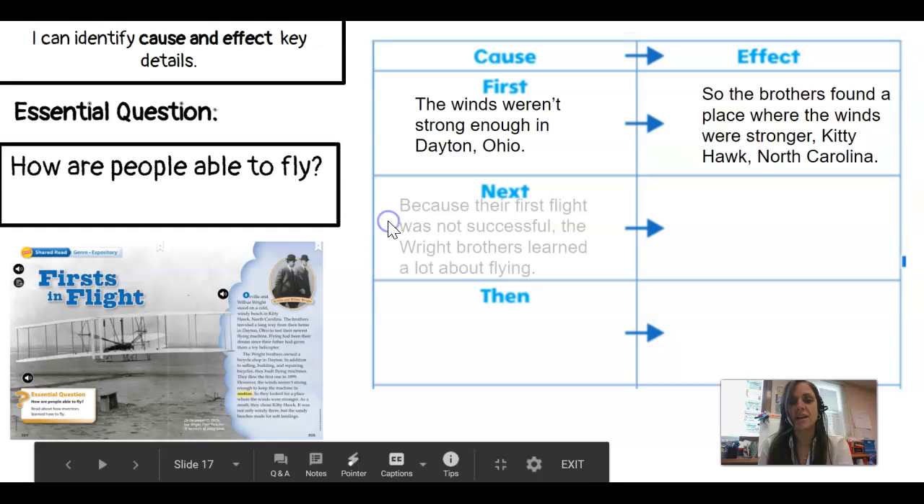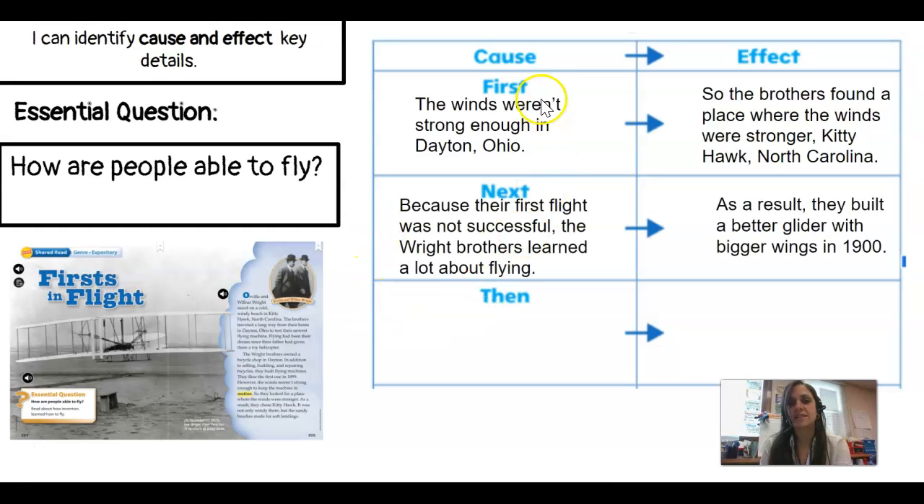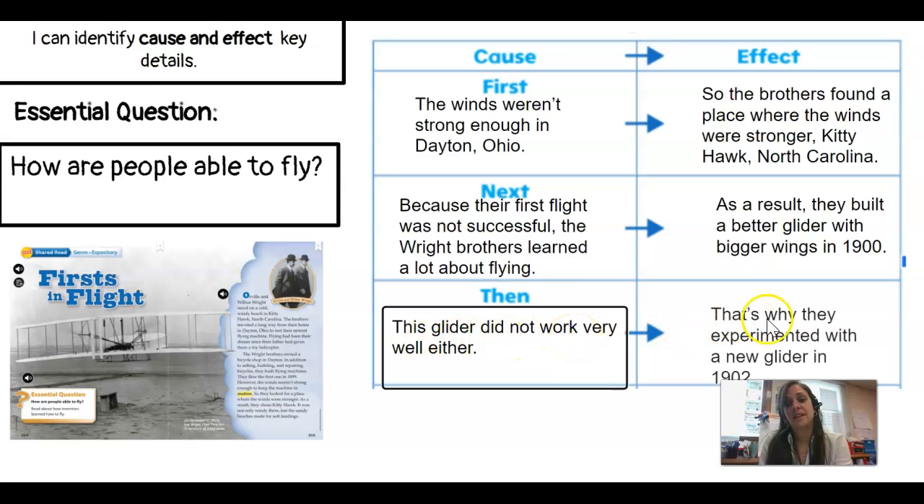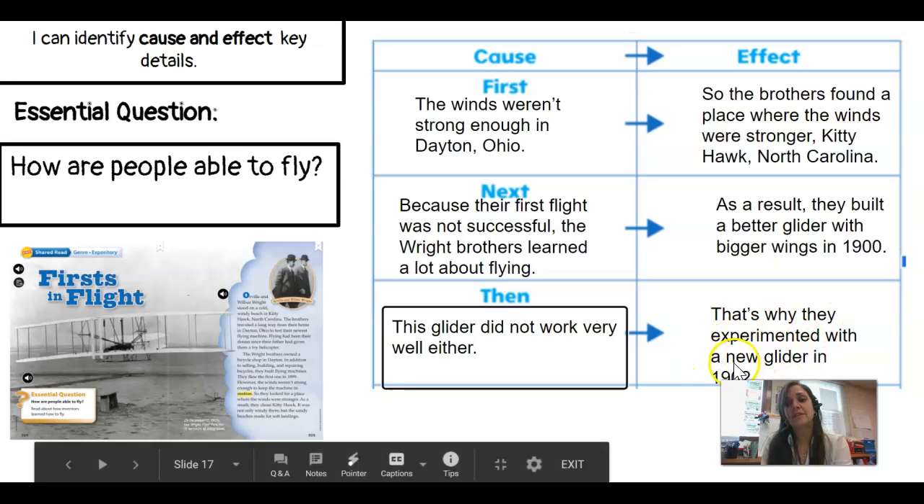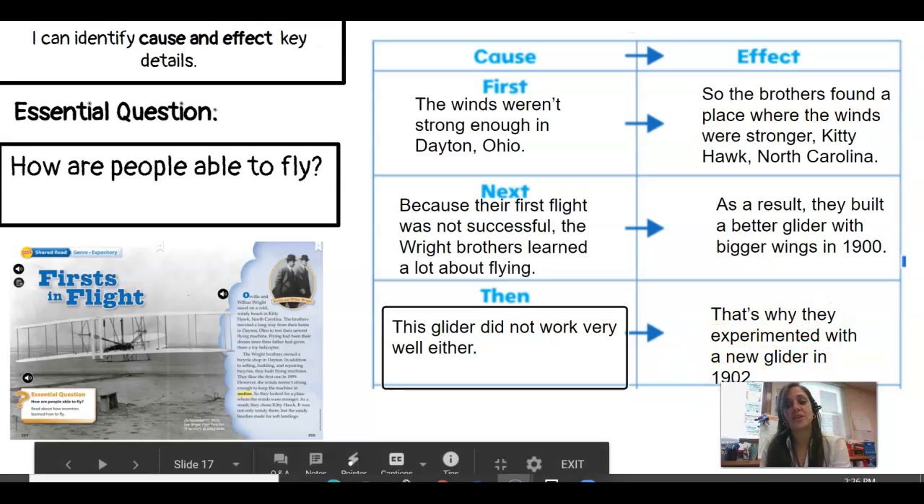So in sequence, we have our cause and effect key details. We have first, the winds weren't strong enough in Dayton, Ohio. So the brothers found a place where the winds were stronger, Kitty Hawk, North Carolina. Because their first flight was not successful, the Wright brothers learned a lot about flying. As a result, they built a better glider with bigger wings in 1900. Then, this glider did not work very well either. That's why they experimented with a new glider in 1902.